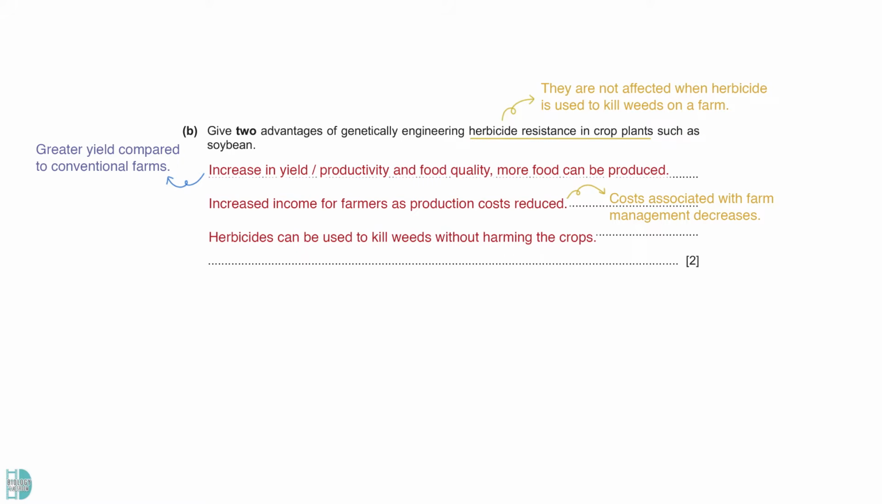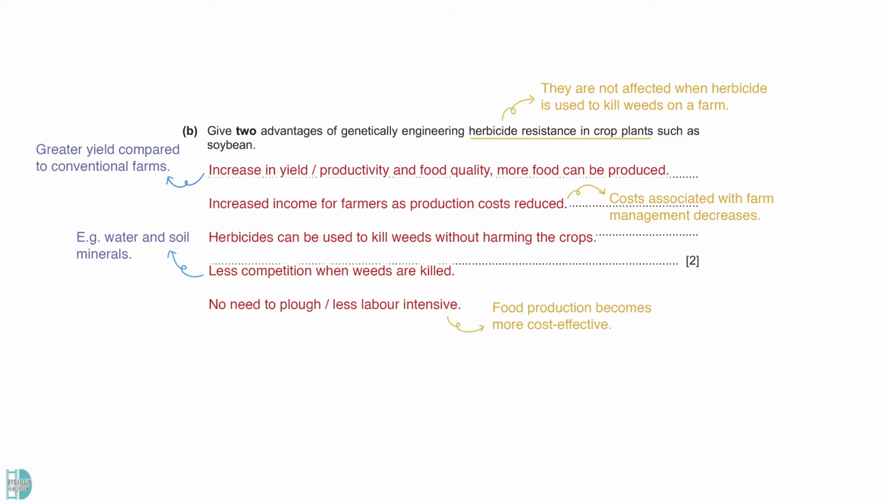When weeds are killed, there will be less competition between them and the crops for resources such as water and soil minerals. This also reduces and even eliminates the need to plow to kill the weeds. Less labor-intensive farming will make food production more cost-effective.